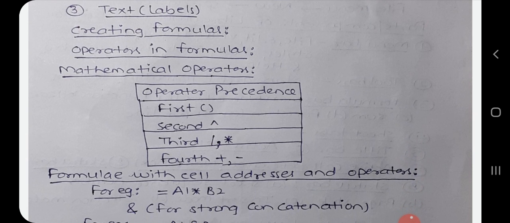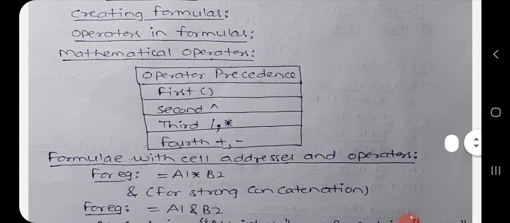Next is mathematical operators. Mathematical operators are addition, subtraction, multiplication, exponentiation, and divide. Apart from the operators, the operator precedence needs to be ascertained so that the expression can be evaluated correctly. This one is the table regarding operator precedence. First preference is bracket, second one is exponentiation, third one is divide and multiplication, fourth one is addition and subtraction.